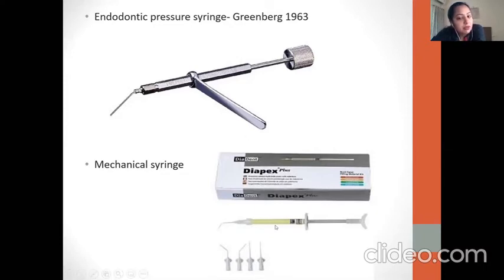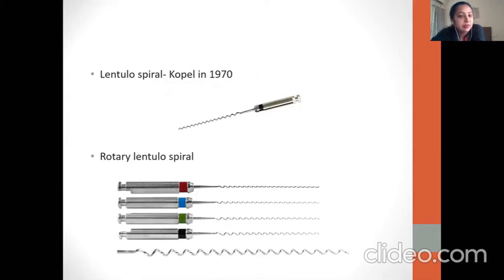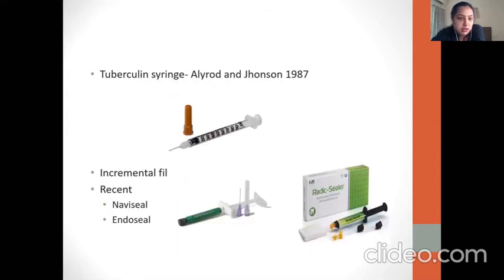Mechanical syringes are preformed syringes which have calcium hydroxide and iodoform. Okay. So no other material can be given using mechanical syringes. Lentulo spiral is more beneficial because it can be used with any type of material. Tuberculin syringe, again, same problem, because it is applying pressure, you cannot use calcium hydroxide here. You will have to use zinc oxide eugenol. Incremental fill, you can use whatever material is required in that patient.